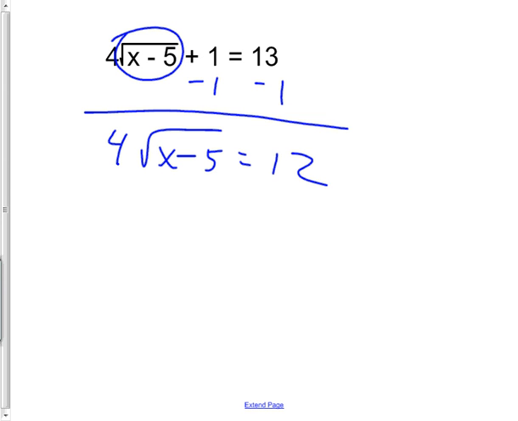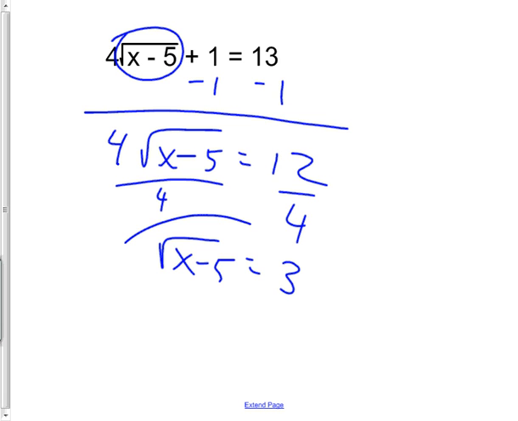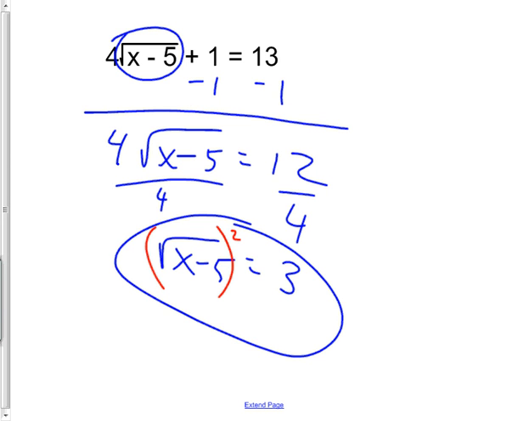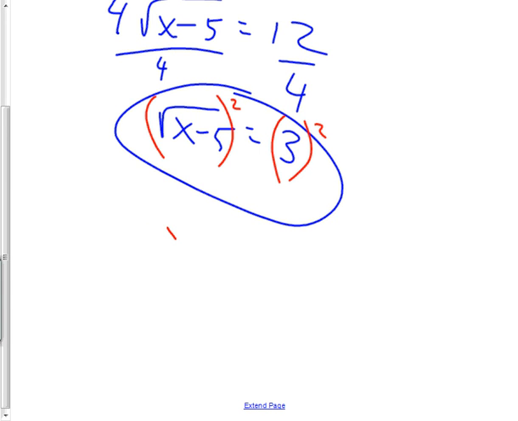How do I get rid of 4? Divide by 4. Square root of x minus 5 equals 12 divided by 4 is 3. I got it alone. Now I'm ready to square it. So I square this side, and I square this side, and I get x minus 5, because the squared just cancels the square root, they're gone, equals 3 to the second, which is 9. I'm really close. What do I do? Add 5, x equals 14.